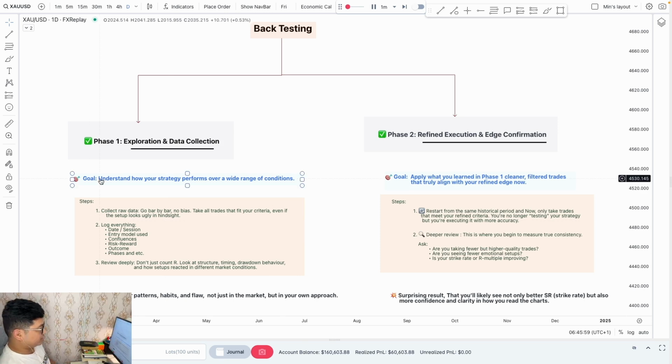Here you can understand how your strategy performs over a wide range of conditions. It means you just place the trade no matter what the outcome. There are three steps in this phase 1.